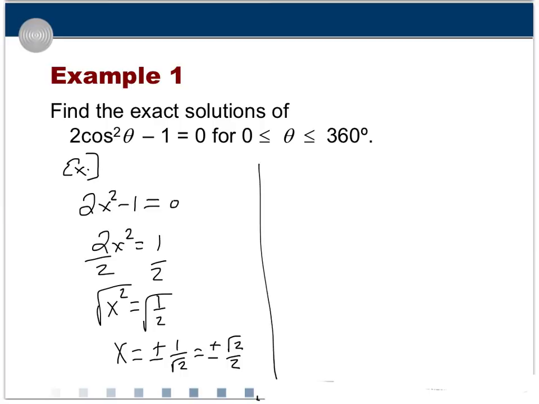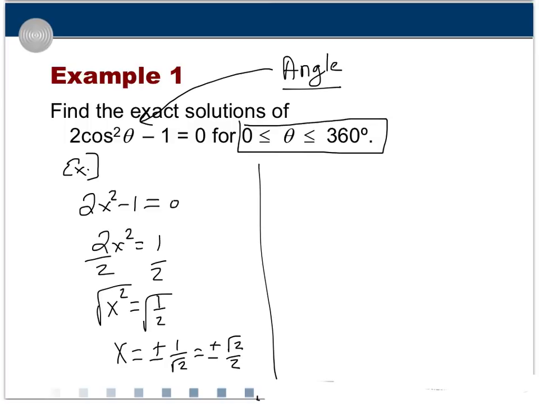So now I want to find the exact solutions. So my variable is an angle. So I need to find an angle, and that's what I'm solving for. So I'm going to go through the same algebraic process, but I want to find all angles that satisfy that trig function for theta between 0 and 360 degrees.